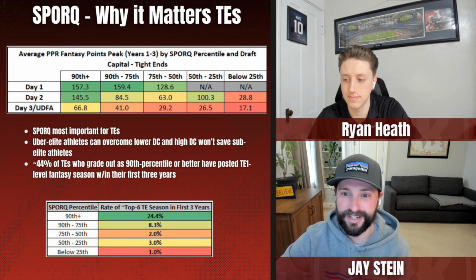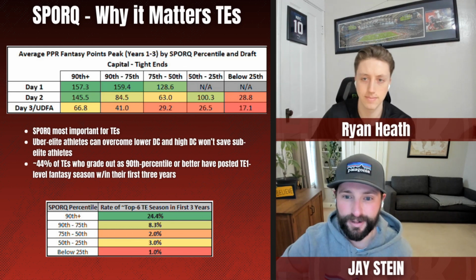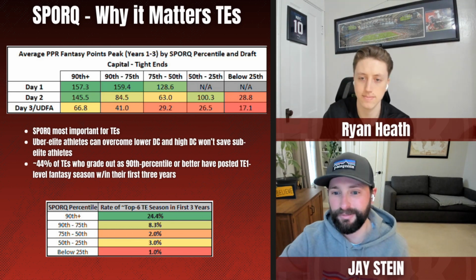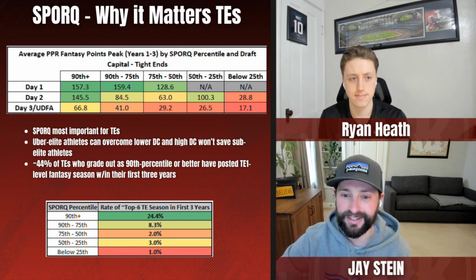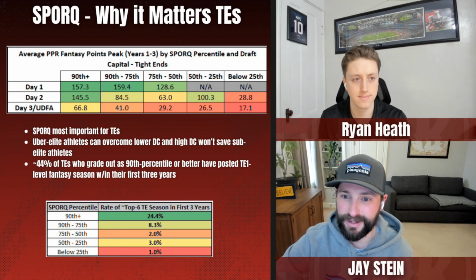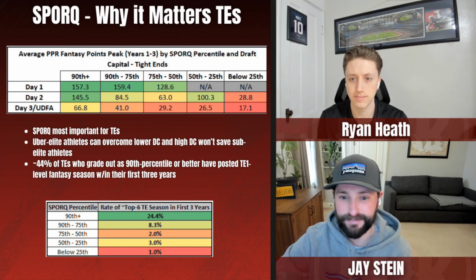So now going on to tight ends, the meat of this, because we know Sporq matters the most for tight ends. We saw it in the gray and red bars, and then we see it again here in this chart. So talk to me about why it matters the most for tight ends here in this process.